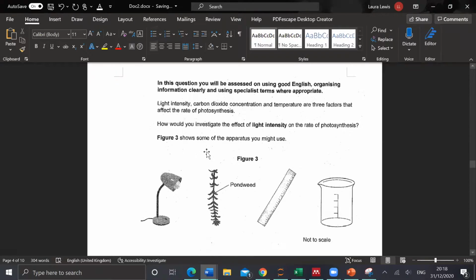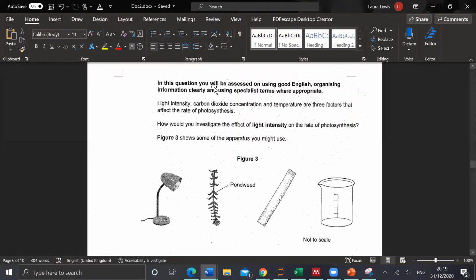So this is an experiment, so it's a little bit different. It says in this question, you will be assessed on using good English. That's another 6-mark one. Using good English, organising information clearly, and using specialist terms where appropriate. This sort of thing might be a bit new to you, but you can get asked about experiments in exams. It's been a few years where students could be asked about experiments.